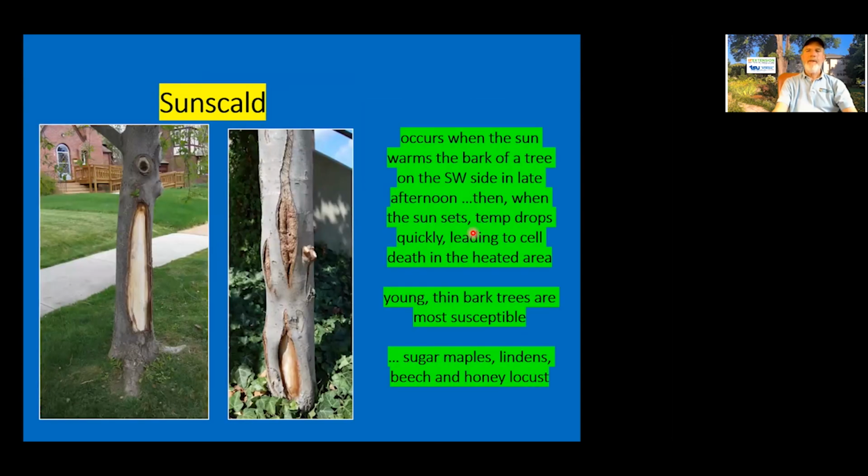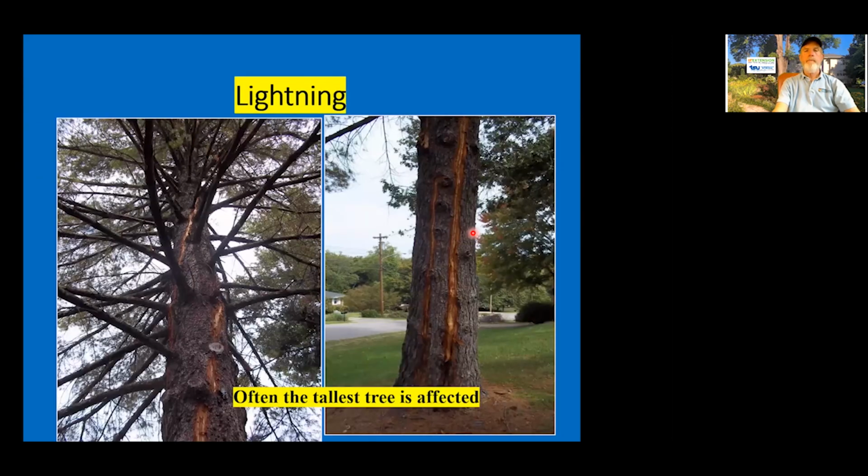Sun scald is kind of the same, but occurs when the sun warms the bark on the southwest side of the tree. And again, when the temperature drops quickly, it leads to cell death and heat. Sometimes it's just straight out heat right on the tree. And again, those white cloths, there are some products specifically made that can wrap around a tree. They're made for insect borers and for sun scald, but you can do your own with a piece of sheet temporarily.